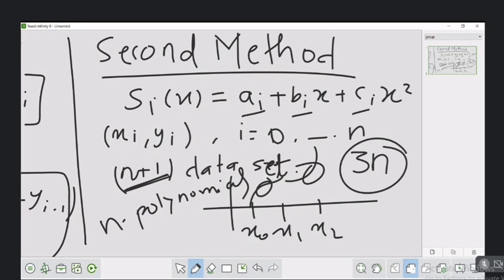But all we have is an n+1 data set. So if you put this n+1 data set into the spline, we'll get n+1 equations, and those are not sufficient. We need more. So how do we construct more equations? We will construct them just exactly as before.